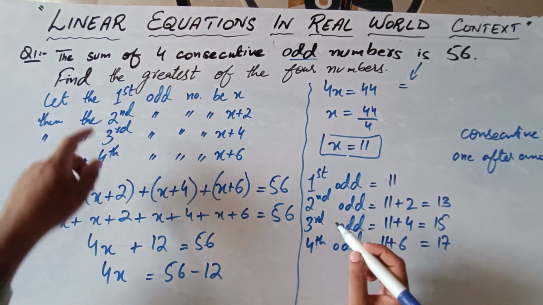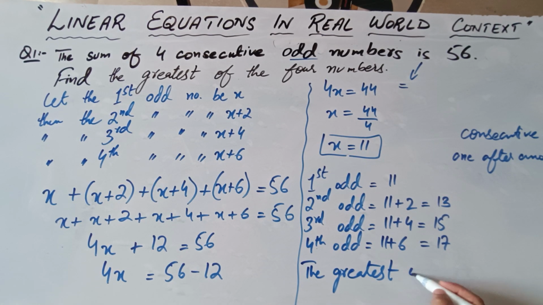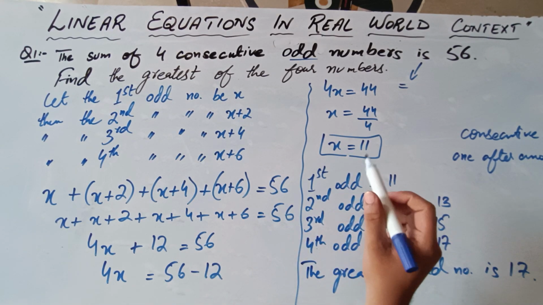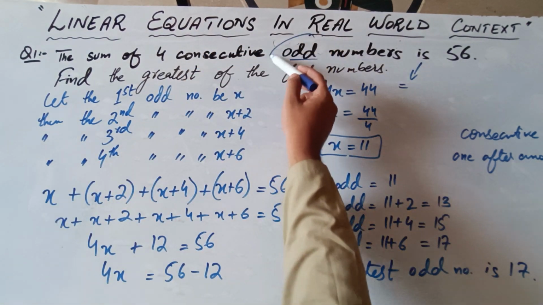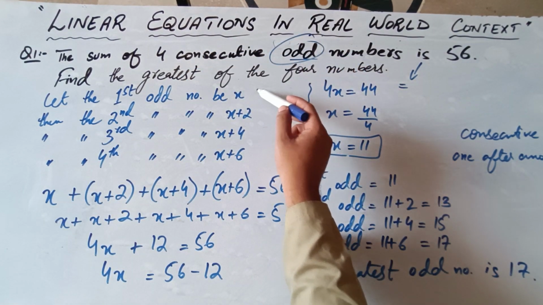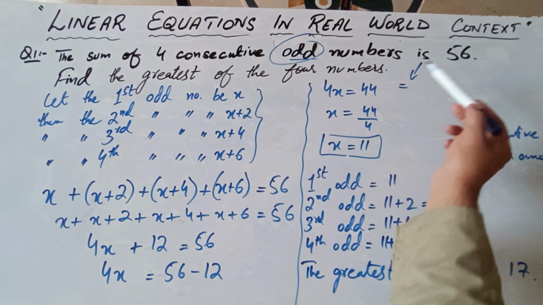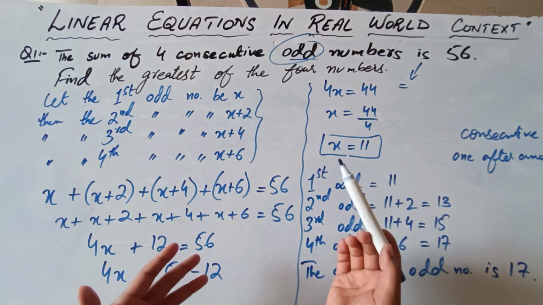They have only asked to find the greatest, so now you can give the answer in a statement. The greatest odd number is 17. Now I hope you have understood. If it would be even numbers in place of odd, this consideration will remain the same, and whatever sum would be given, you would write over here and solve in the same way, and you obtain the answer in the same way.